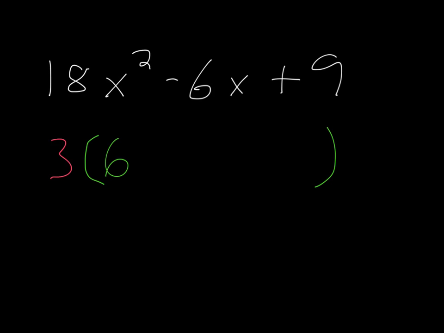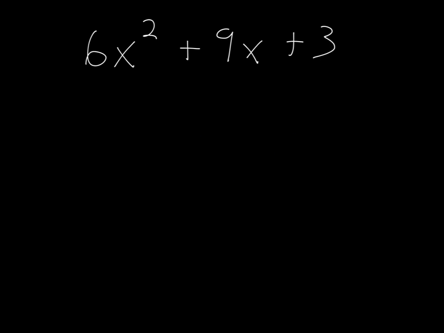And I don't have any kind of x here at all, and I need x squared, so I need to make that 6x squared. And then I do 3 times what will give me 6, and that of course is 2. And I also need to have that x, so I need to fill it in with an x. And then my last one is finally 3 times what will give me 9, and that is just simply 3. So now try this example out on your own.